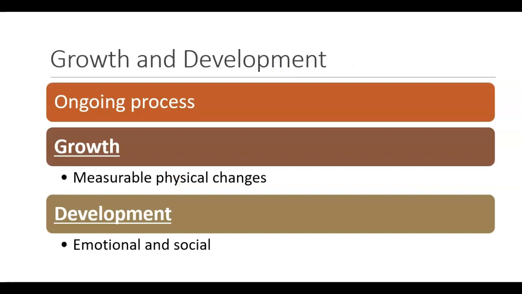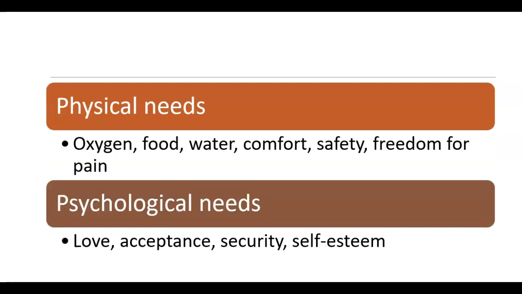Growth and development. Growth is an ongoing process. Growth means that there are measurable physical changes, and development refers more to emotional and social maturity. Physical needs are oxygen, food, water, comfort, safety, and freedom from pain. Psychological needs include love, acceptance, security, and self-esteem.